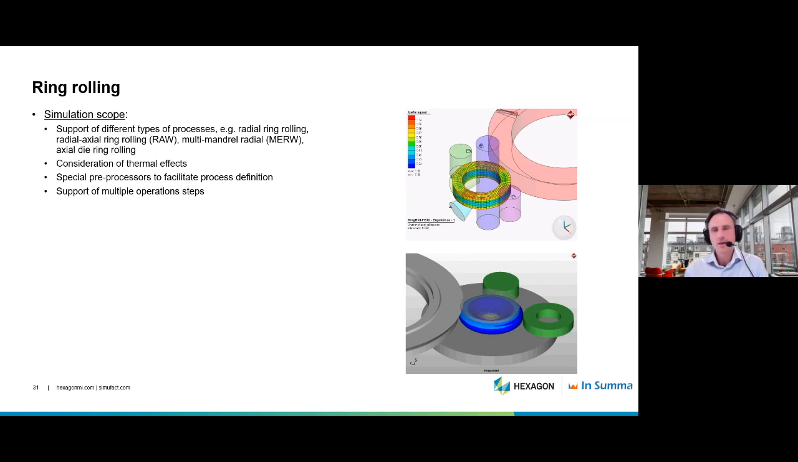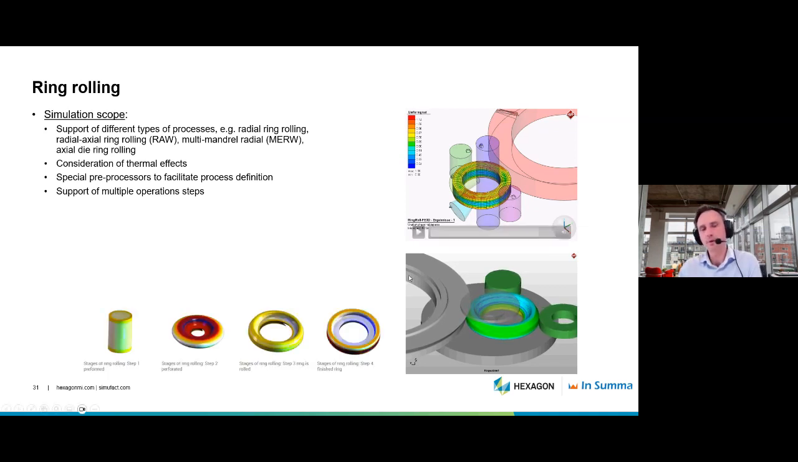The simulation itself can be run as a fully thermomechanical coupled simulation, where you also have thermal effects, and you have all sorts of operation steps you can define, starting from the original blank, going through a number of pre-forming steps, and ending with the final forming step.